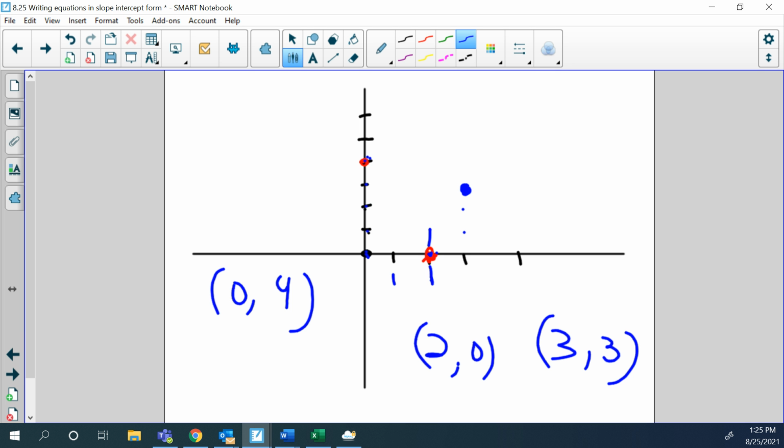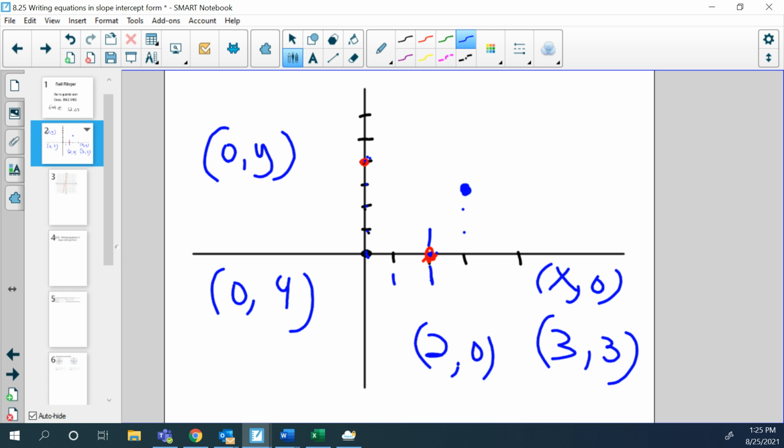Now, the short way of doing this is to remember that on the y-axis, you're going to have 0, comma y. And on the x-axis, you're going to have x, comma 0 for your ordered pair. If you can remember that, you'll be fine.